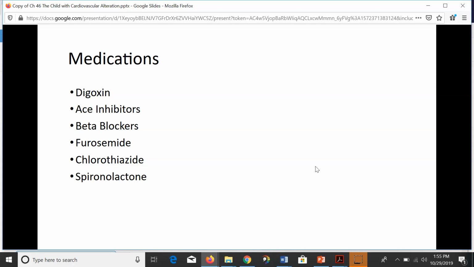Beta blockers are another line of meds that may be added to the treatment plan. Most common ones are carvedilol and metoprolol. These will cause a decrease in heart rate, blood pressure, and vasodilation. Side effects include dizziness, headaches, and hypotension.